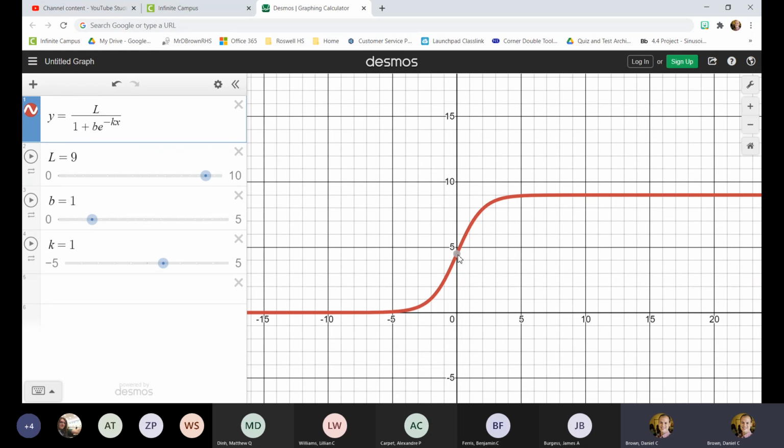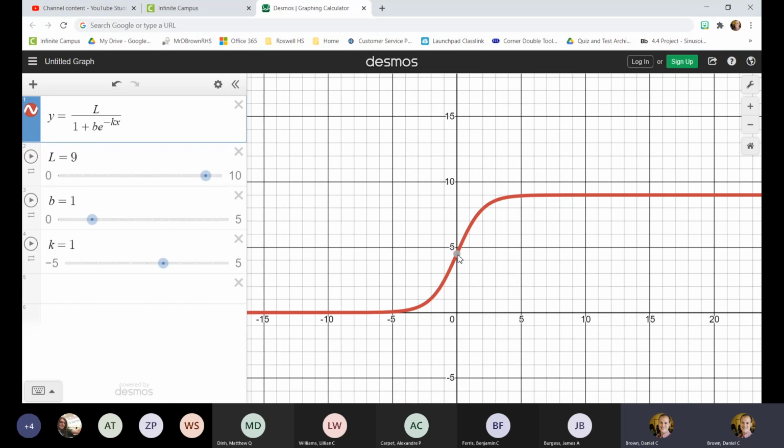Why? It is a y-intercept. Let me ask a better question. What's the concavity to the left of that point? Concave up, and then to the right of that point, concave down. That's the point of inflection.